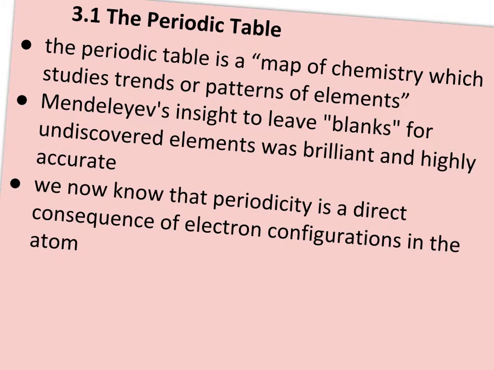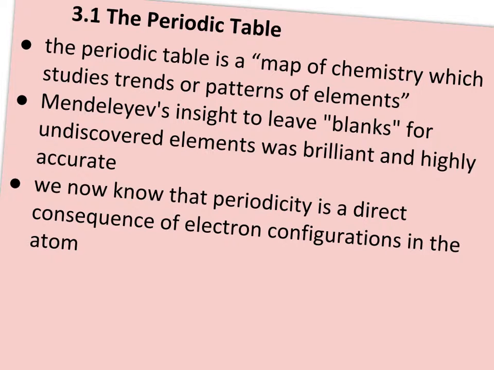Welcome. This video is going to take a look at Section 1 of Chapter 3 in the Brown SL Chemistry book. And Chapter 3 starts looking at periodicity, which means you have to look at the periodic table, because the periodic table is said to be a map of chemistry which studies trends or patterns of elements. But it gets the name periodic because there's these repeating or periodic trends that are incorporated in it.